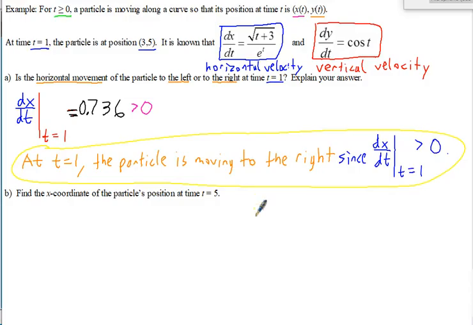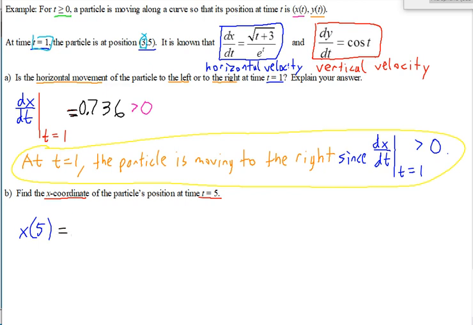All right, let's take a look at part B. It says find the x-coordinate of the particle's position at time 5. So we don't have the exact position function. Otherwise, we would just substitute 5 into x of t, but we don't have that. But what we do know, notice, is at time 1, we know the x-coordinate right here is 3. So you can set it up like an initial plus change problem. We're trying to find x of 5, position at time 5.